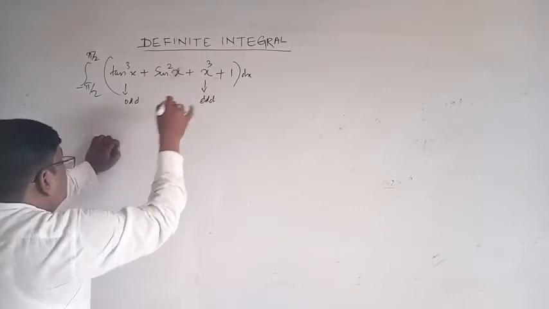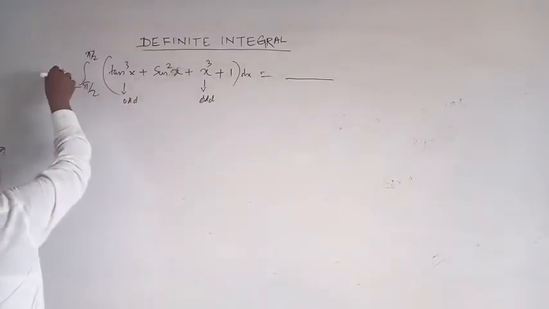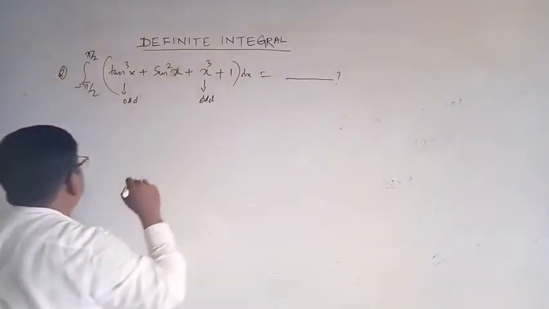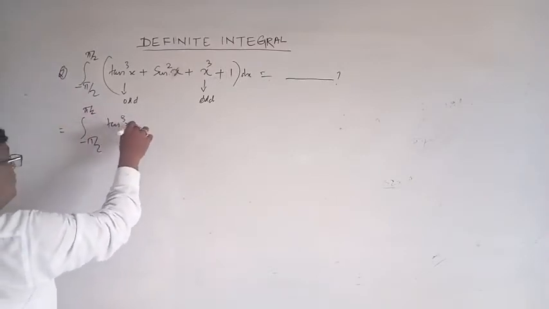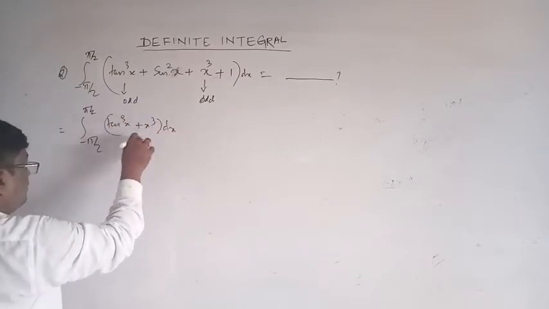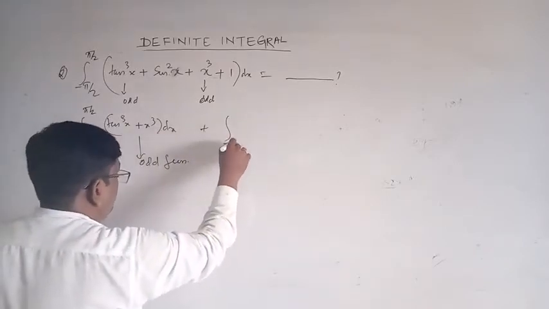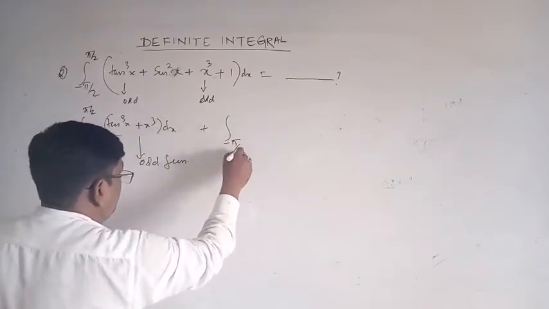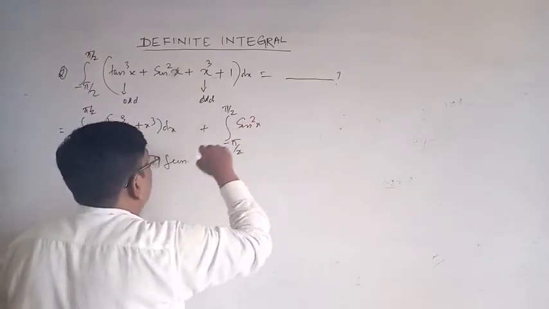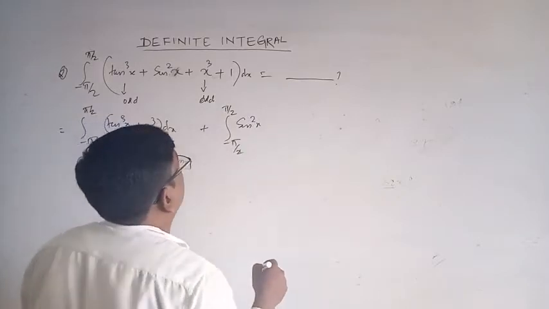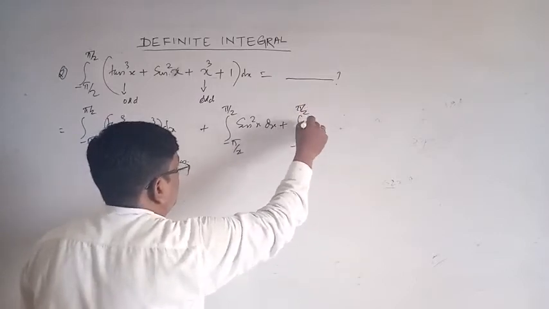Okay, separate the odd functions. So what is this equal to? Separate the odd functions: the integral from minus pi by 2 to pi by 2 of (tan cube x plus x cube) dx. This is an odd function. And this is the integral from minus pi by 2 to pi by 2 of sin square x dx, and this is the integral from minus pi by 2 to pi by 2 of 1 dx.